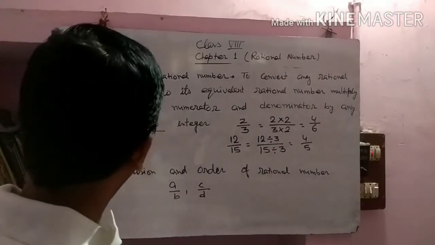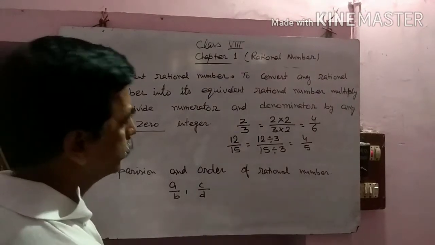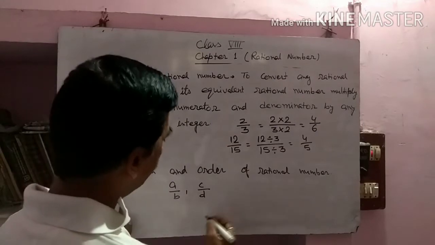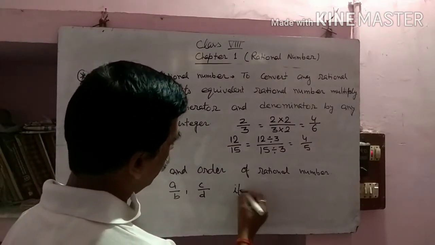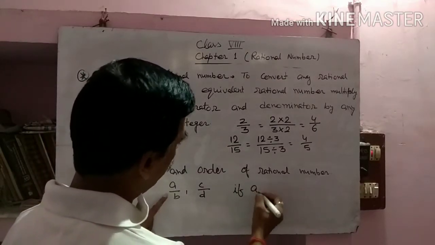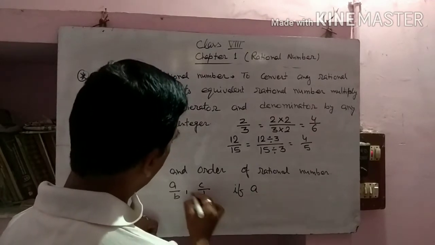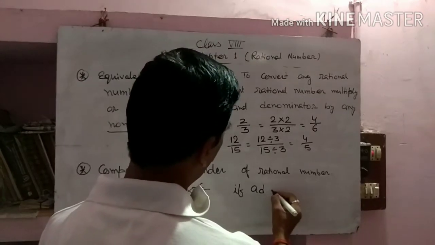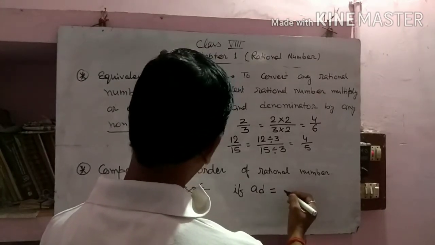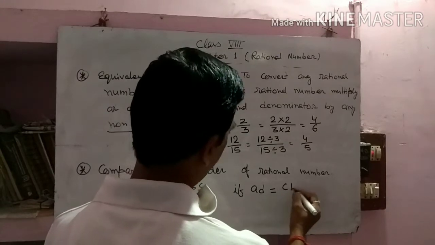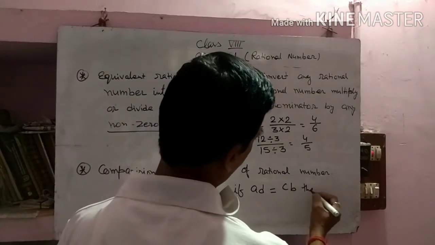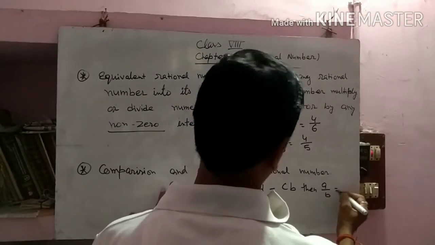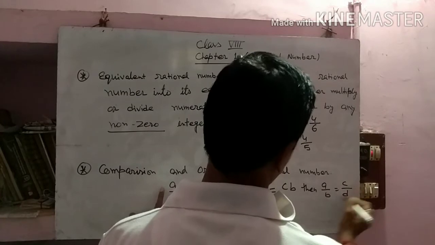The next one is comparing and ordering rational numbers. Suppose two rational numbers are given like this, A by B and C by D. In that case, if you cross multiply, if A into D is equal to C into B, then A by B is equal to C by D.